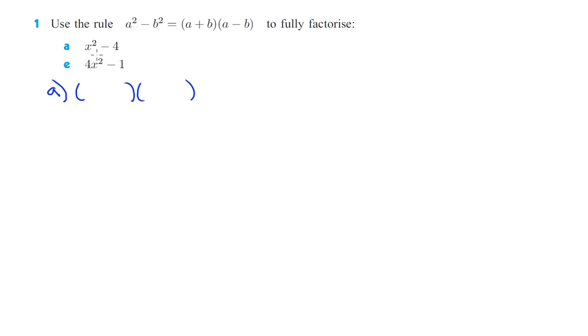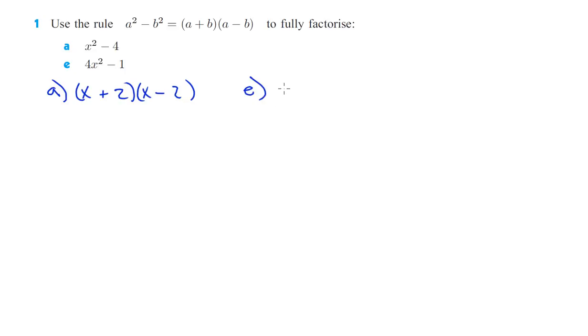So what times what gives you x squared? X. So you say x times x. And then what times itself gives you 4? That's 2 and 2. One will be positive and one will be negative. So that's the factors of x squared minus 4.